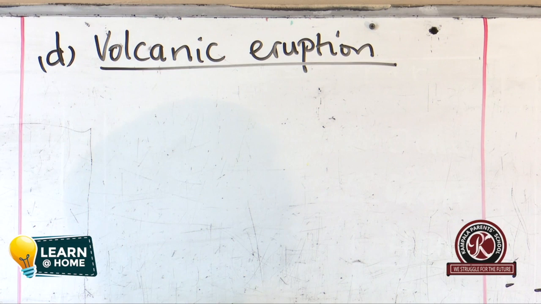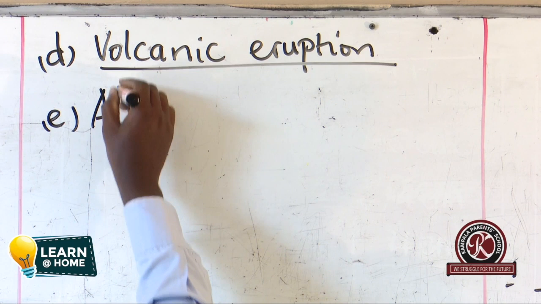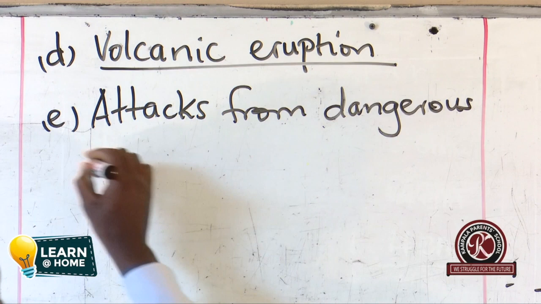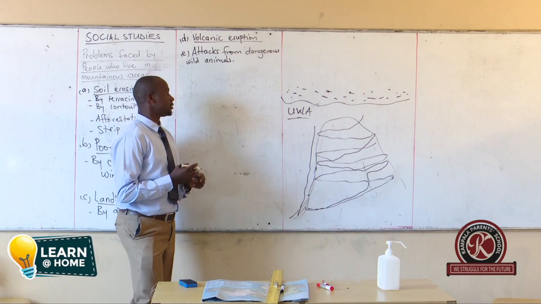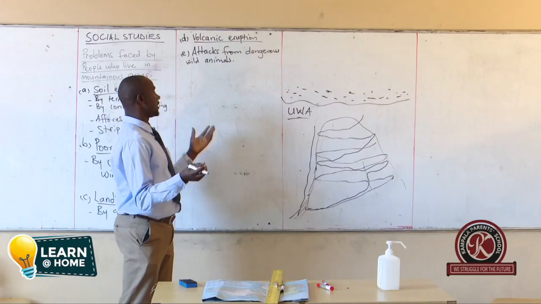Then we can talk about the last one, which is attacks from dangerous wild animals. With attacks from dangerous wild animals, you may not have much to do, but simply inform those of Uganda Wildlife Authority to come and have these animals taken to game parks. Because these animals will attract tourists, and in the end, we as Ugandans shall benefit from them.